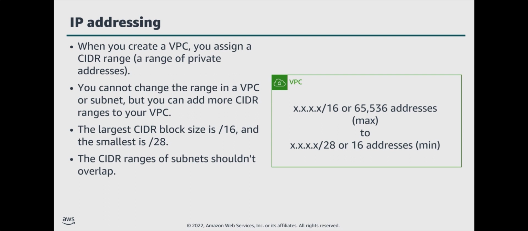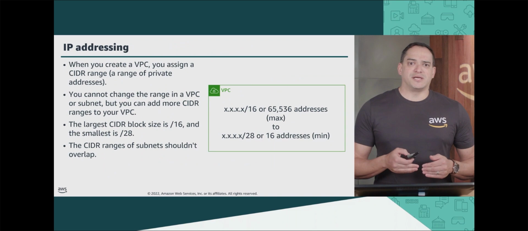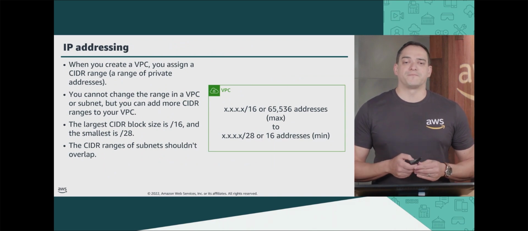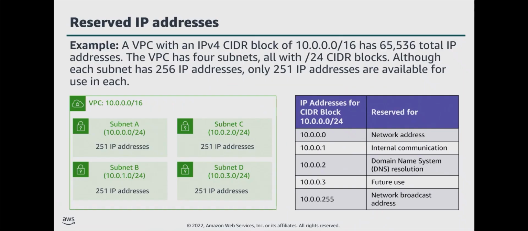IP addresses enable resources in your VPC to communicate with each other and with resources over the Internet. When you create a VPC, you assign a classless interdomain routing, or CIDR, block to it, which is a range of private addresses. After you create a VPC, you can't change that range in the VPC, so choose it carefully. Note that CIDR ranges of subnets shouldn't overlap. When you create a subnet, it requires its own CIDR block. For each CIDR block you specify, AWS reserves 5 IP addresses in that block. You can't use these 5 addresses.